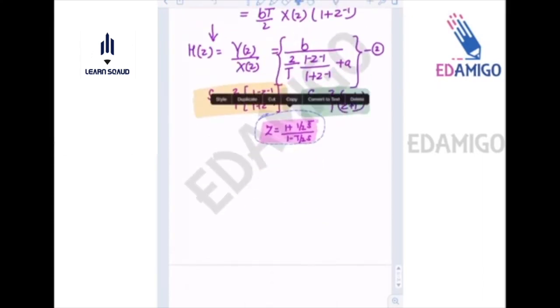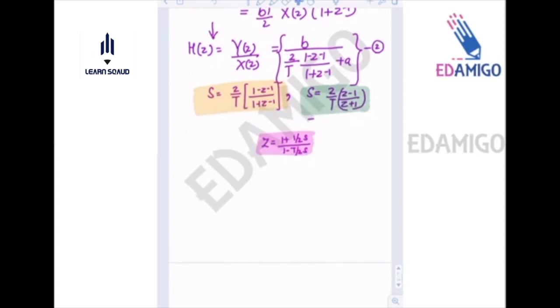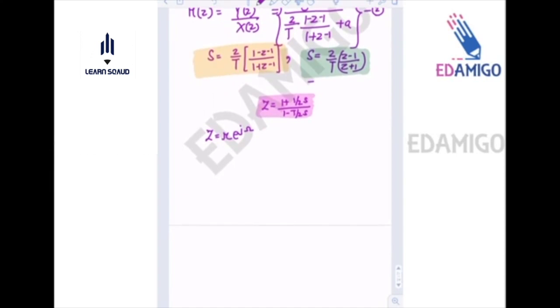So now let's move on. Okay, now this is the relationship between S and Z. Now as we know that Z is equal to R e to power j, the digital frequency, now putting this, we get that S is equal to 2 by capital T using this equation, R e to power j, the digital frequency, minus 1 upon R e to power j, digital frequency, plus 1.